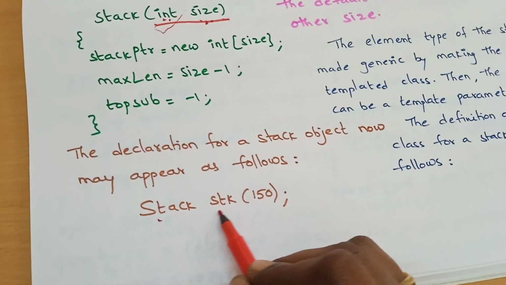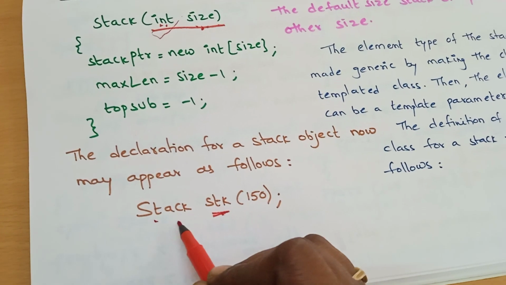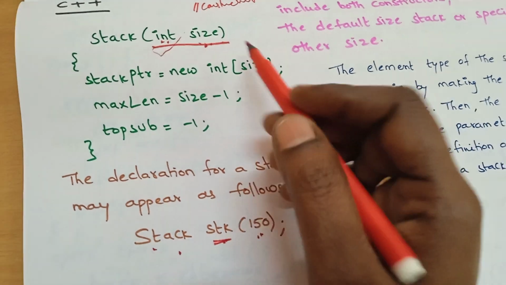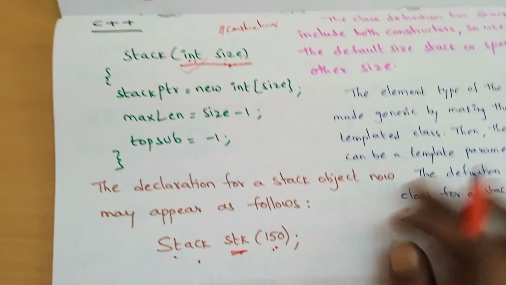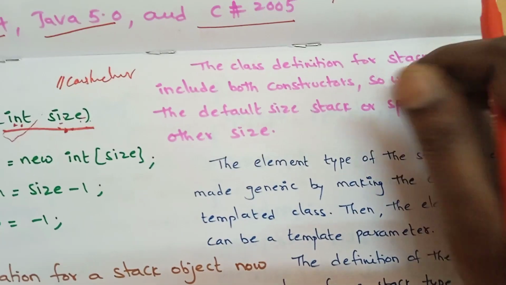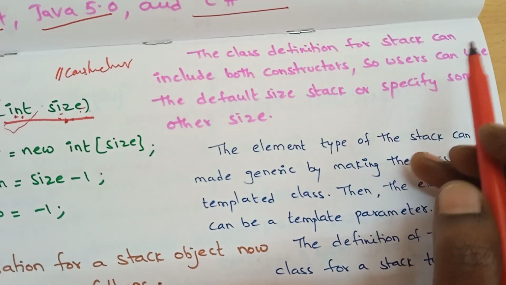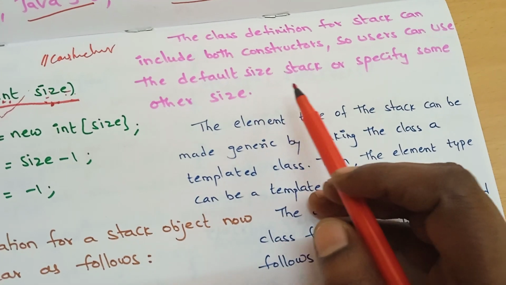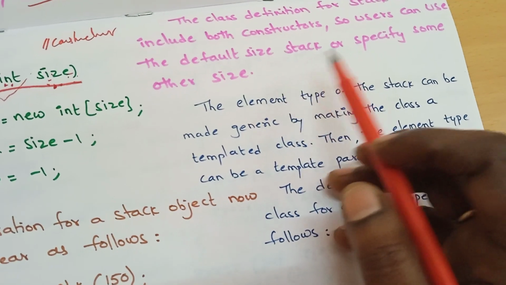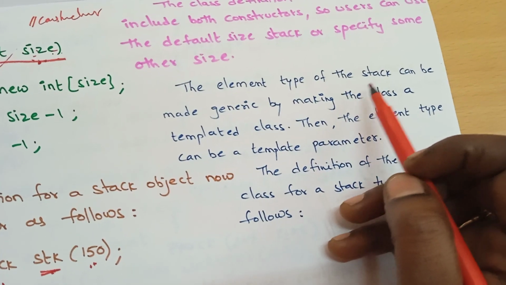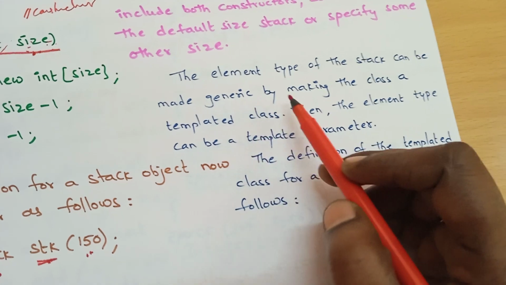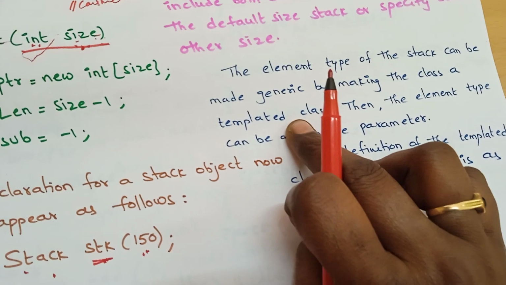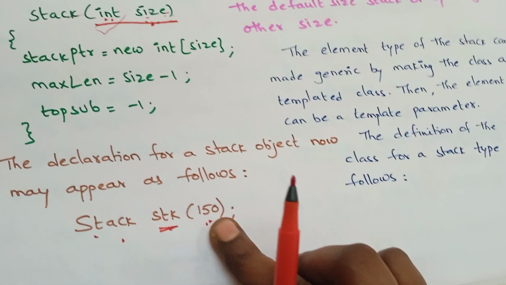The declaration for a stack object may appear as follows: stack stk. Stk is an object of the stack class, right? Now 150 is the size of the stack, which is what the constructor takes. The class definition for stack can include both constructors, so users can use the default size stack or specify some other size. The element type of the stack can be made generic by making the class a templated class, and this is one of the features of C++.